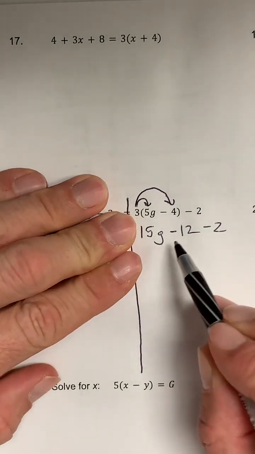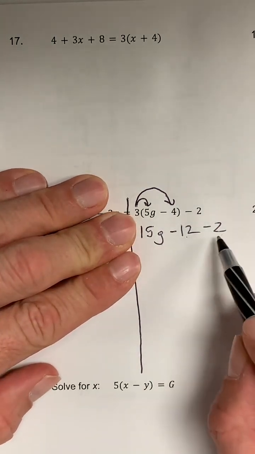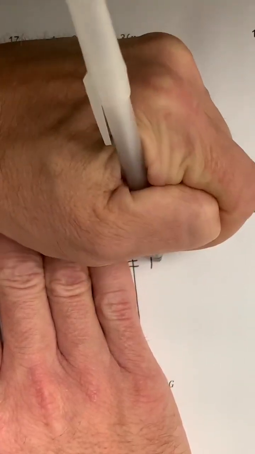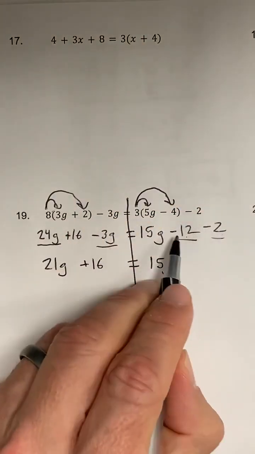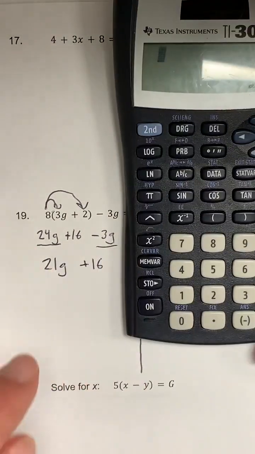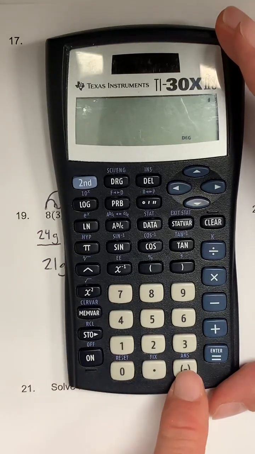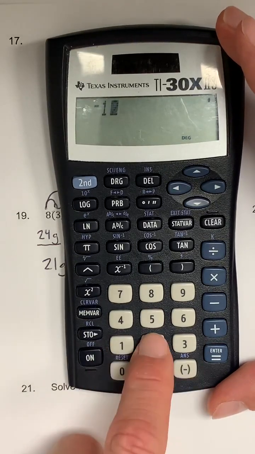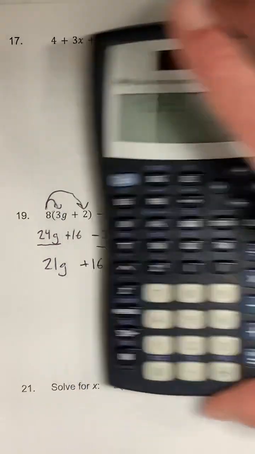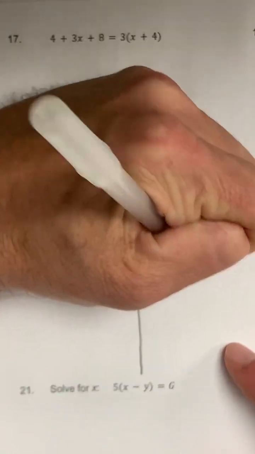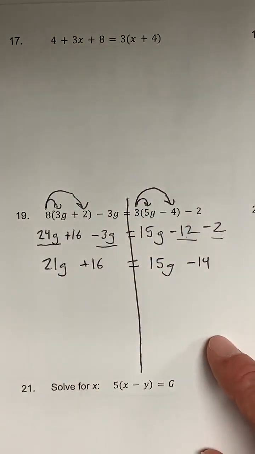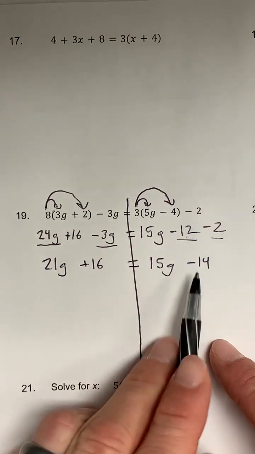Well, this is a g, and these are just numbers, so those are combinable. So I will combine these two. So the 15g gets written down here, and if I take negative 12 minus 2, I'll show you how that would go into your calculator. The negative button's right here, so you'd go negative 12 minus 2, so minus 2. That's going to be negative 14, so minus 14. Okay. We got rid of the parentheses. Awesome. We combined like terms.